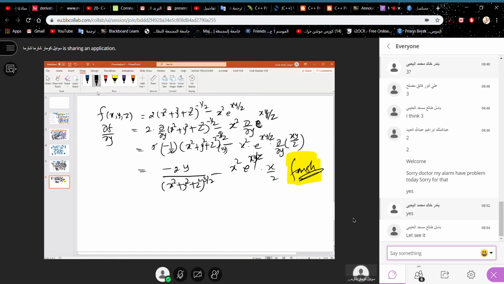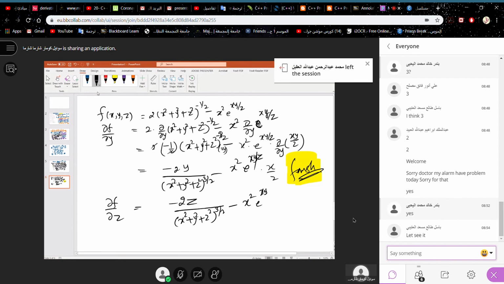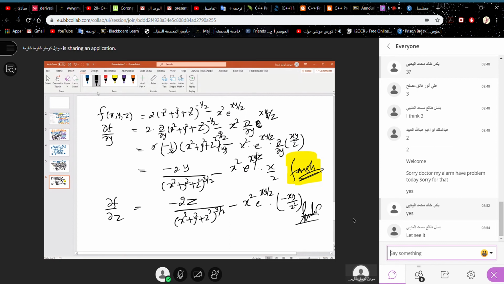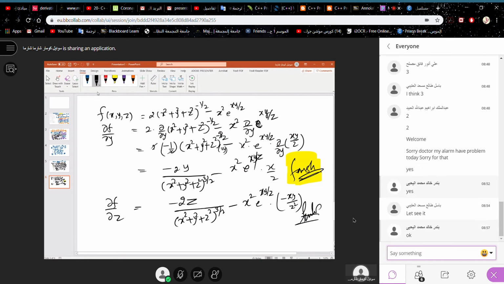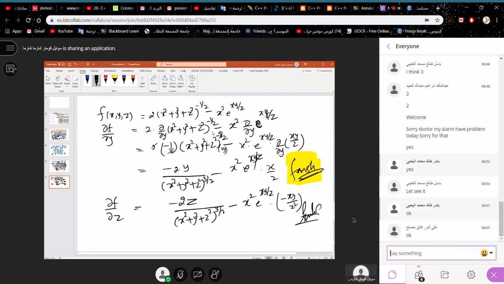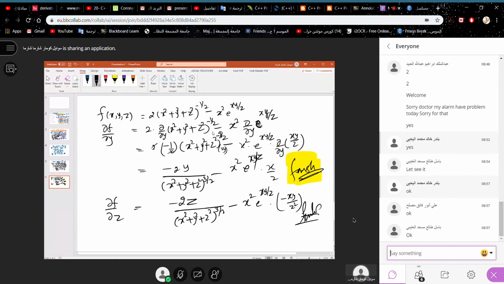Similarly, you can find del f upon del z. This will be minus 2z upon x square plus y square plus z square whole power 3 by 2, minus x square e to the power xy upon z into minus xy upon z square. This is del f upon del z. Okay, fine. Any other question?